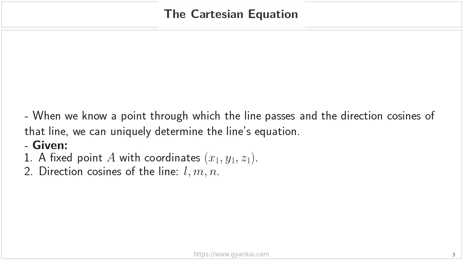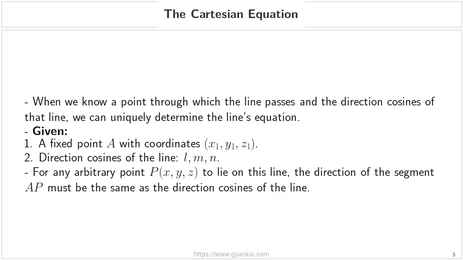To be precise, let's look at what we are given. First, we have a fixed point, which we'll call point A, with coordinates x sub 1, y sub 1, and z sub 1. Second, we have the direction cosines of our line, which we denote as L, M, and N.